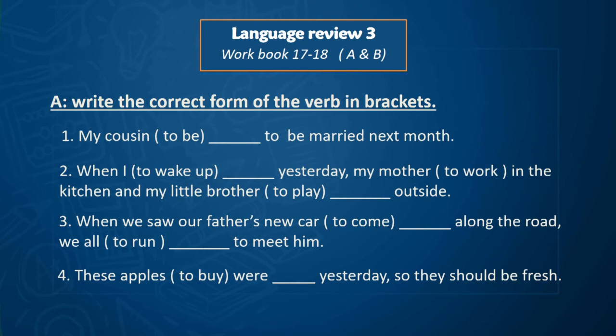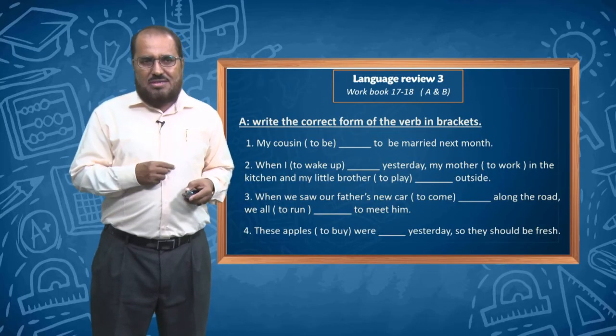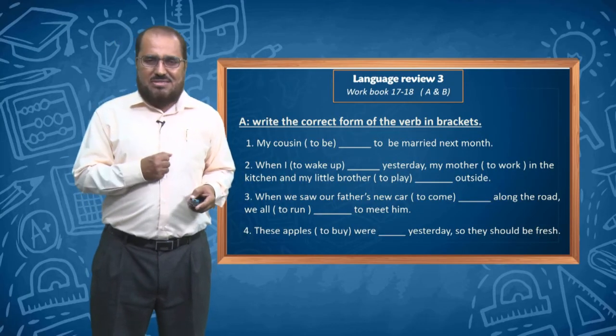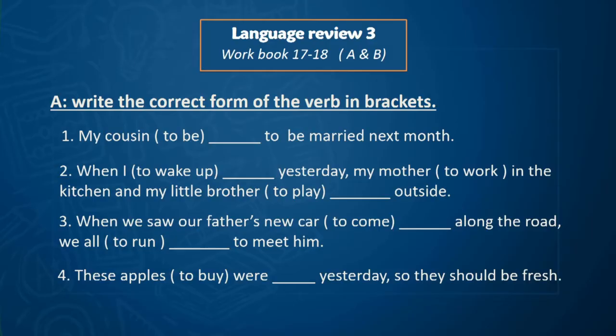Number 1. My cousin to be married next month. Here is "to be". The verb be means the infinitive be. In what form must it be written here? Think carefully. Yes, it is a certain future. So it should be, my cousin is to be married next month. Is to be married: verb to be plus to plus infinitive. This is what we use when we talk about a certain future.